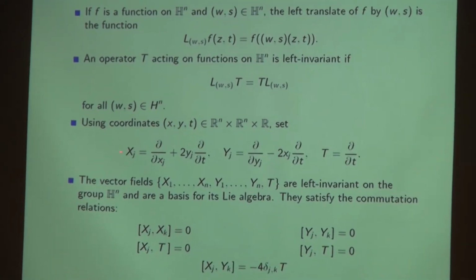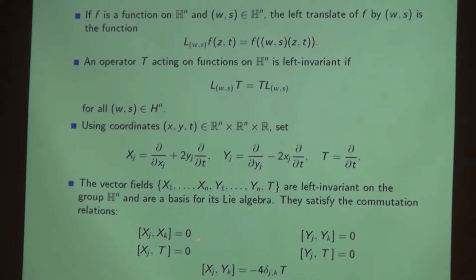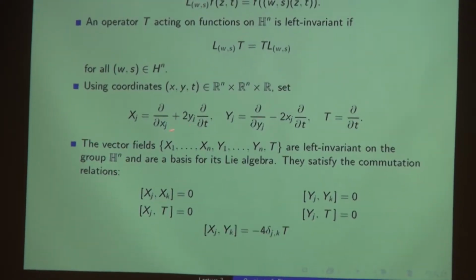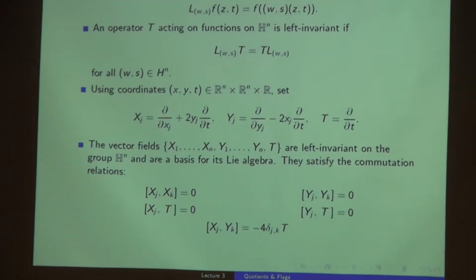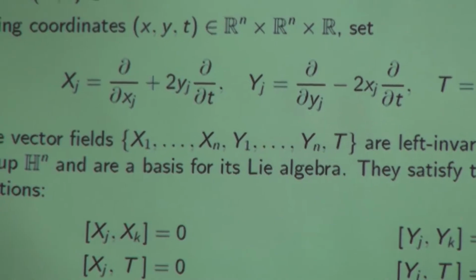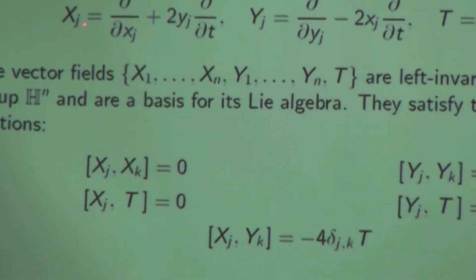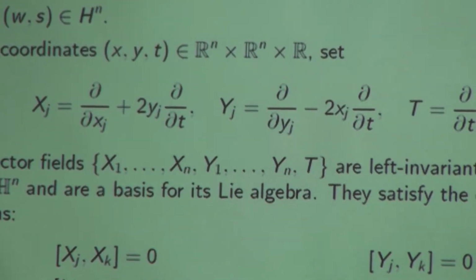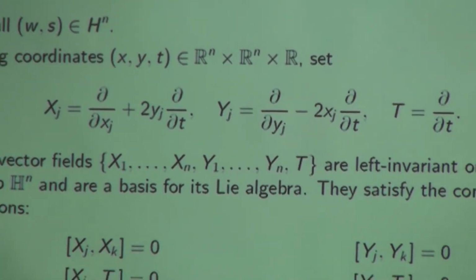These vector fields satisfy certain commutator relations. What does the commutator mean? It means look at X_j X_k minus X_k X_j. In general, these operators don't commute with each other necessarily. Most of these operators do. You don't have commutation if you try to commute an X_j with a Y_j. Then you get minus 4 times T. All right?